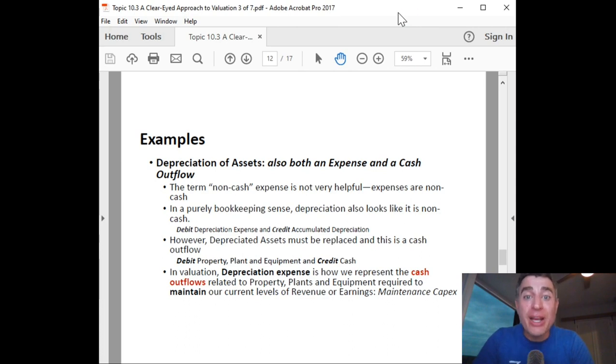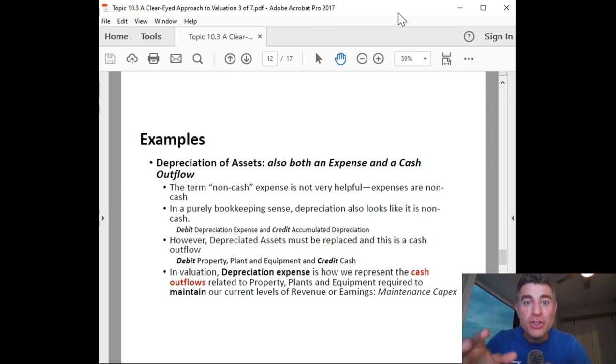So in valuation, not in bookkeeping, obviously there's a big difference here, but this is not about how do you become a bookkeeper and focus on specializing on stickers. In valuation, depreciation expense is how we represent the cash outflows related to property, plant, and equipment required to maintain our current levels of revenues or earnings. And so it's like maintenance CapEx. How much do I have to spend in cash to stay in business with revenues and earnings and everything else?